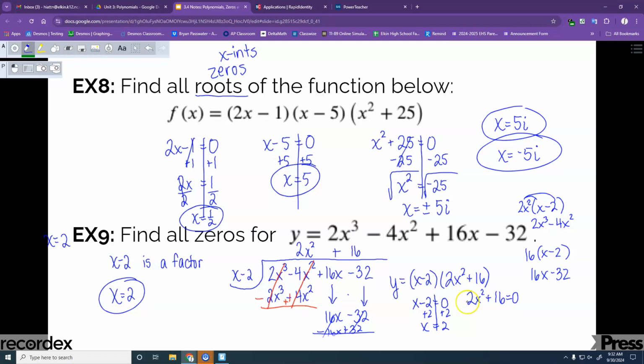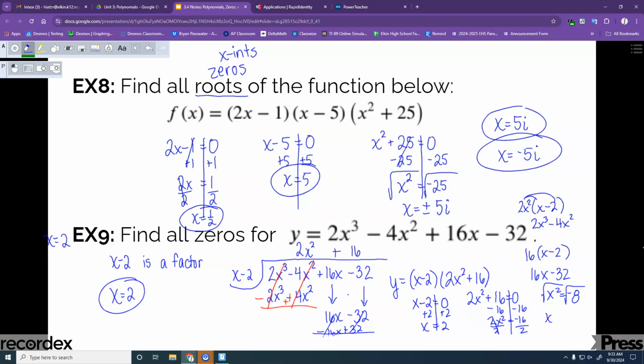But over here, on this side, this is where our imaginary 0 is going to come in. So, Riley, how would I solve that one? Good, we'll subtract 16. So 2x squared is going to equal negative 16. What would we do next, Riley? We're going to divide by 2 on that one. And I'm running out of room, so I'm going to go up here. X squared equals negative 8. And then we'll square root.